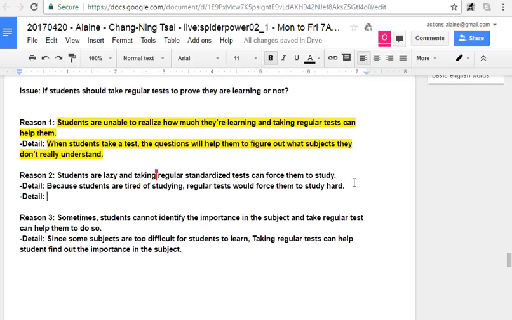Because here, you said on your reason that students are lazy and taking regular standardized tests can force them to study. Because students are tired of studying, regular tests would force them to study hard. Do you see the redundancy there? You use force twice. Oh, force twice. Okay. And you use study a lot of times. So you have to make sure that your details are also organized. So go ahead and try to rephrase the detail. Okay, go ahead.